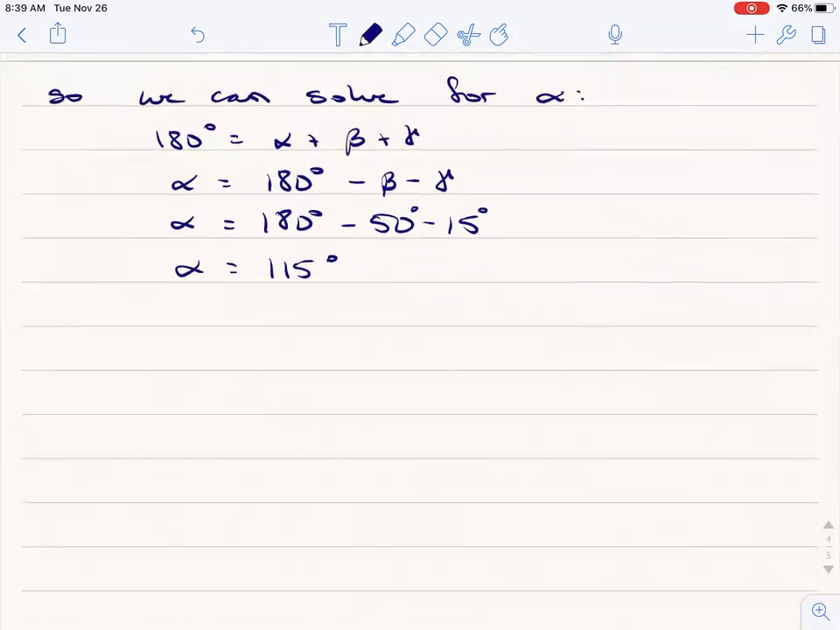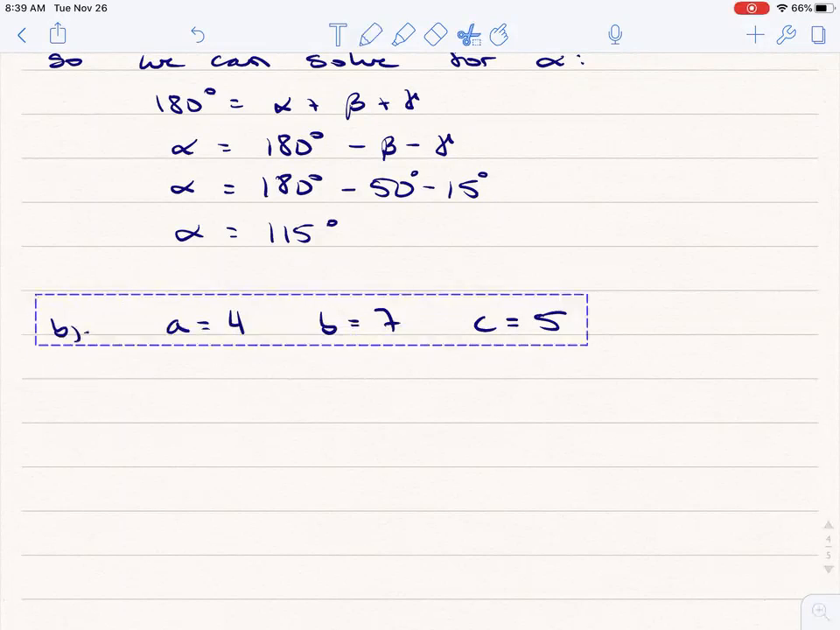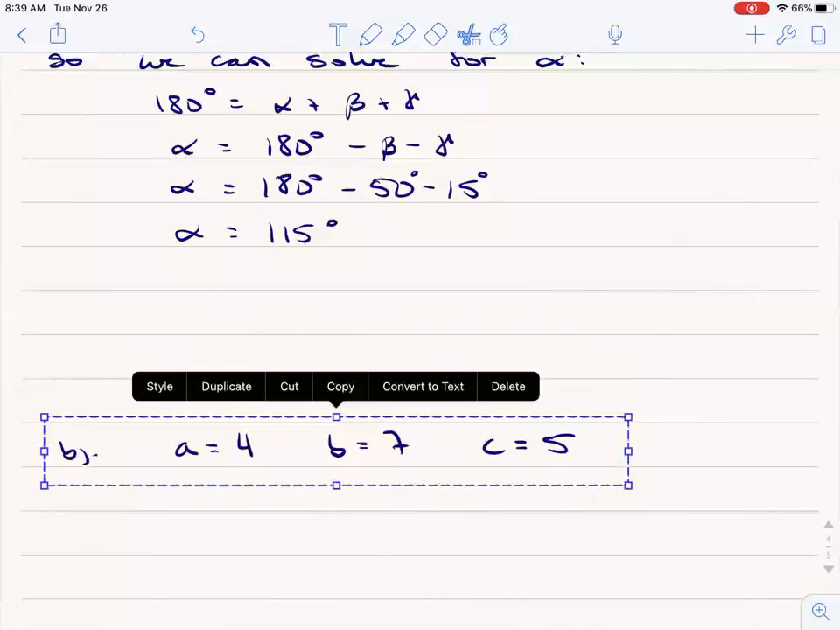Let's do another one, part B. What? That was just one question. I know. What if you only have sides? So A is 4, B is 7, and C is 5. Oh, I forgot to sketch it, didn't I? Ha. Stay tuned.